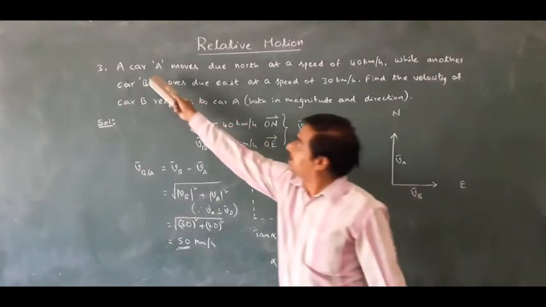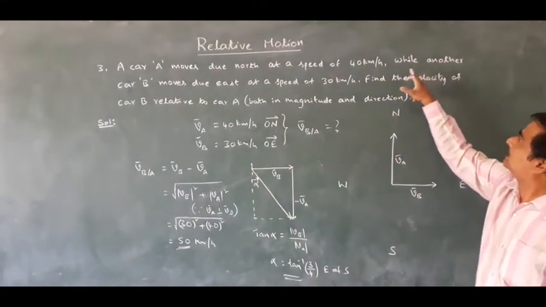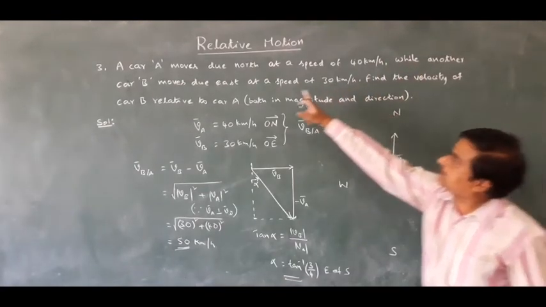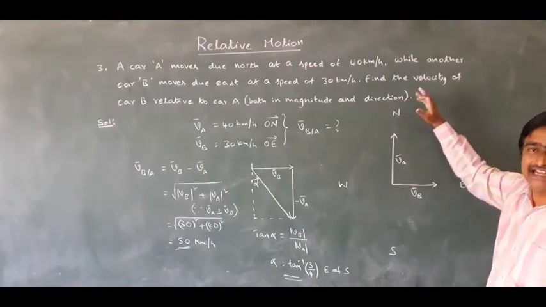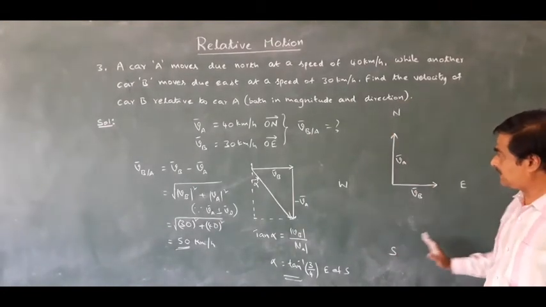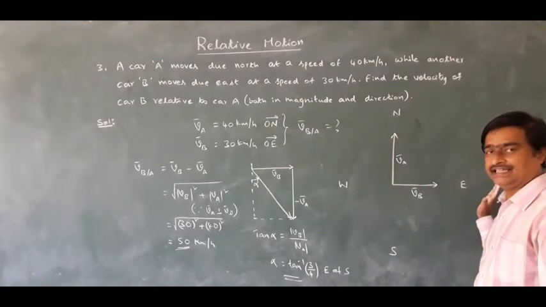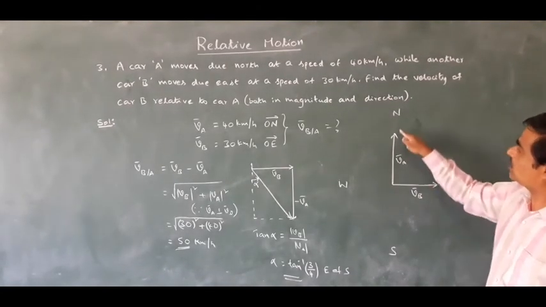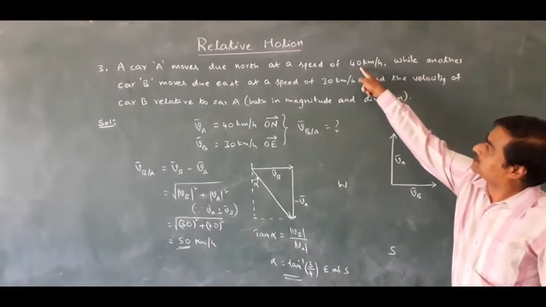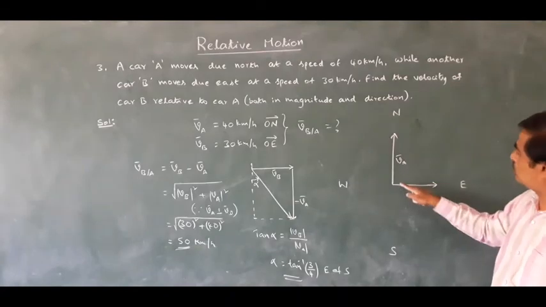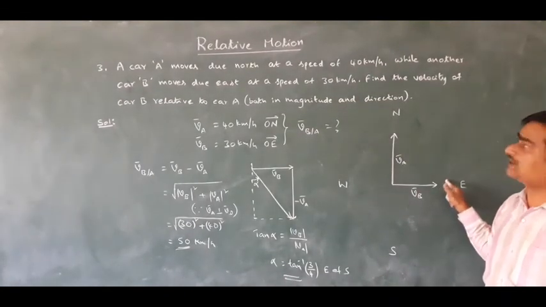First, they have given car A is moving with a speed of 40 km per hour in north direction. This is car A. Generally, we represent directions on paper like this: topmost north, bottommost south, right side east, and left side west. A car is traveling with some velocity in north direction. Another car moves in the east direction with this 30 km per hour velocity.